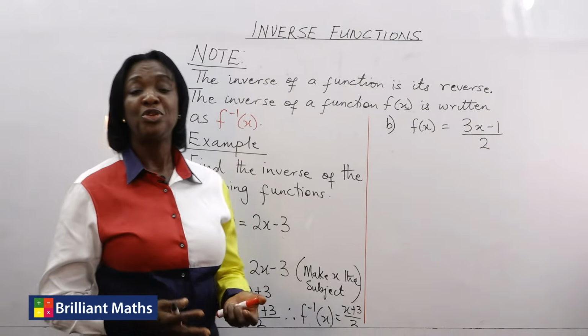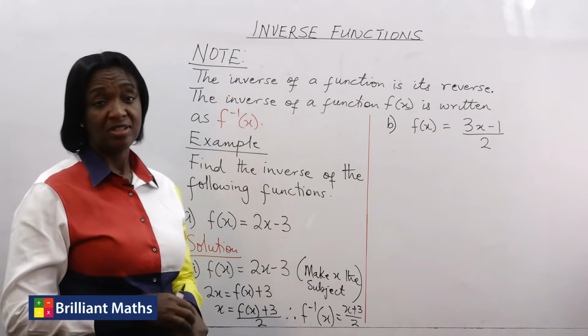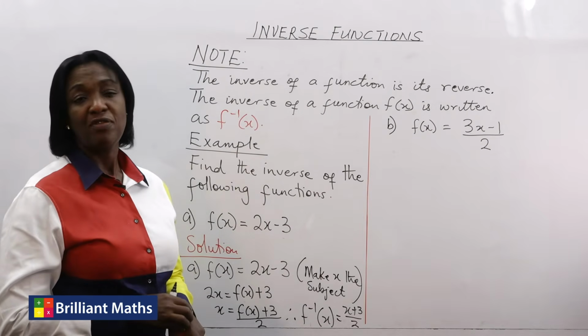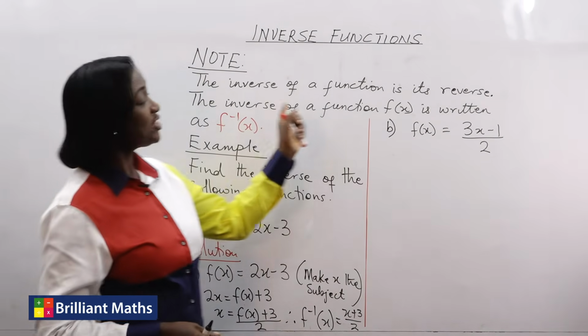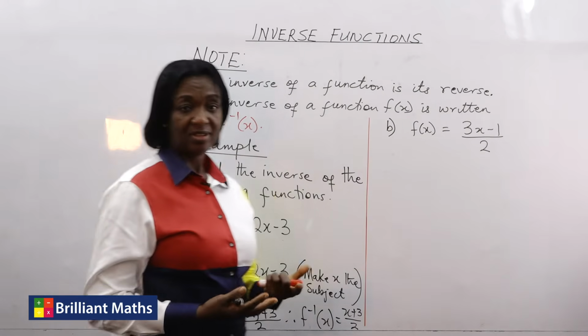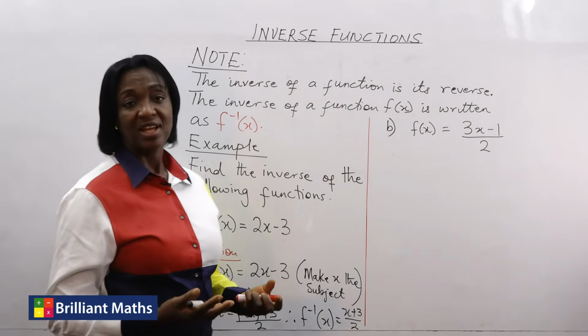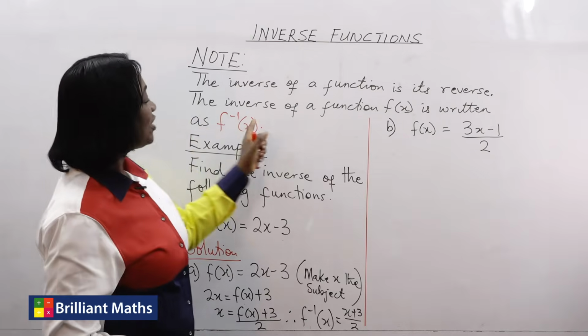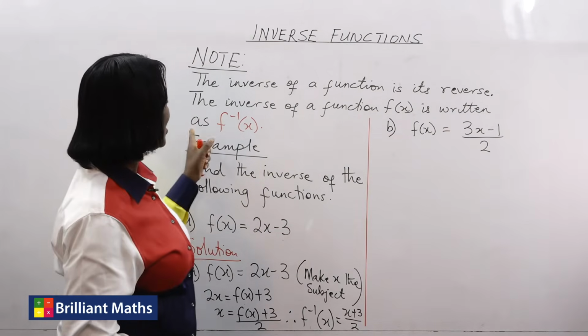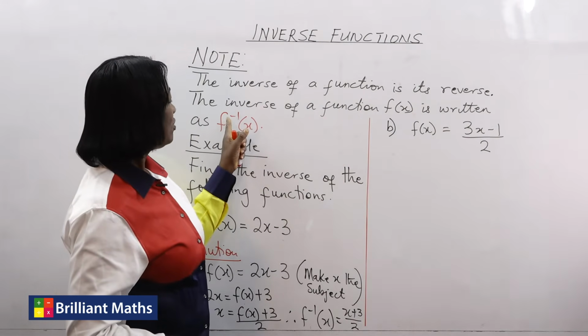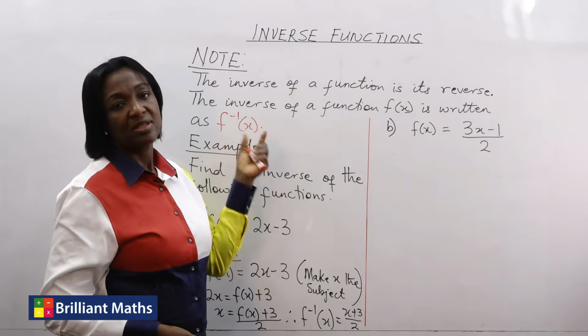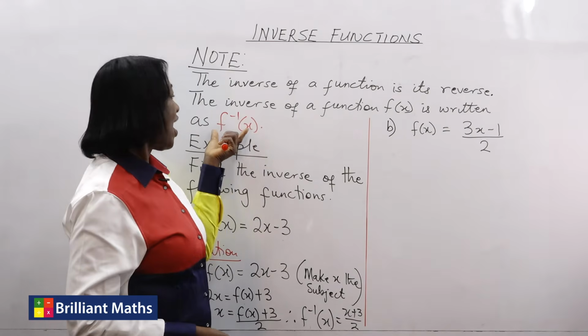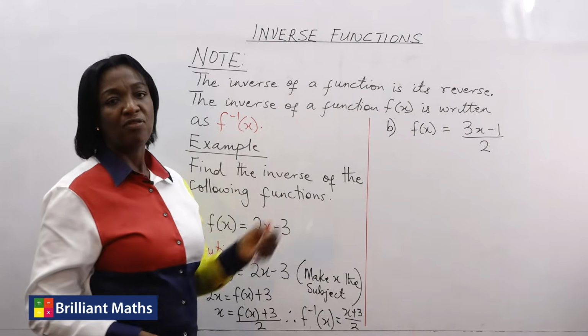So here we want to look at inverse functions. What is the inverse of a function? The inverse of a function is its reverse. It's as simple as that. The reverse of a function is the inverse. So the inverse of a function f of x is written as f to the power minus 1 of x. It's just called f inverse of x.